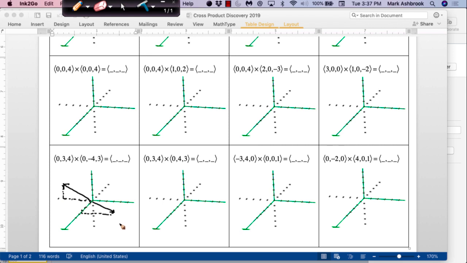Is that right? The first one's wrong. I did 3, 4, 0, didn't I? I'm not very good at math. 1, 2, 3, 1, 2, 3. So these are both in the YZ plane.